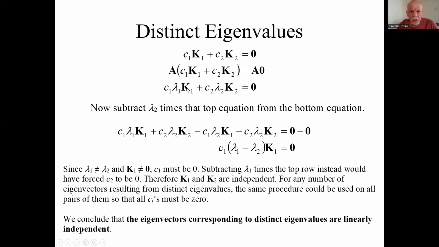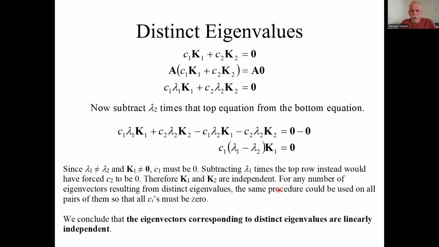Okay, I've got that equation and that equation. I'm going to multiply this top equation by lambda 2 and then subtract it from this equation. There it is. And when you simplify it, you get this. We just said the eigenvalues are distinct, so lambda 1 minus lambda 2 is not 0. The eigenvector itself is not 0. That forces C1 to be 0. If I did similar algebra, I think if I make this lambda 1, I'll find that C2 must be 0.